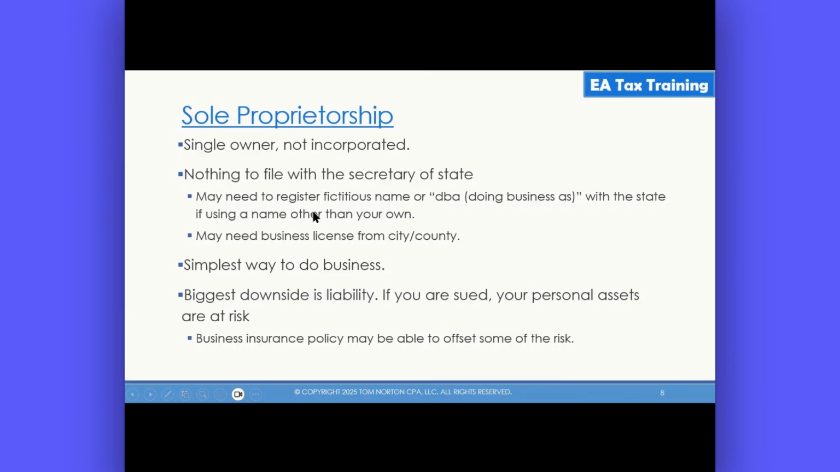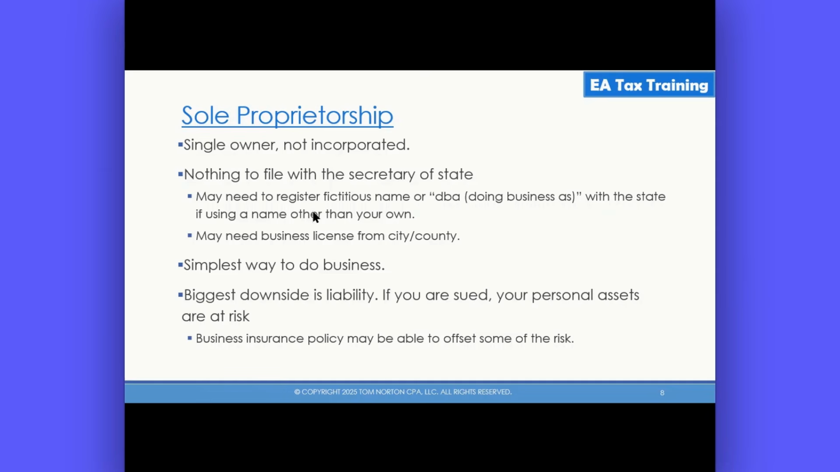Now, you may need to register with the state as a fictitious name or doing business as if you are using some business name other than just your name. So, for instance, if your name is Mary Smith and you're doing business as Smith Bookkeeping, then you would register with the state to let the state and the public know that Smith Bookkeeping is actually owned by Mary Smith. It just costs a few dollars and you're not forming an entity. You are just filing this notice with the state.